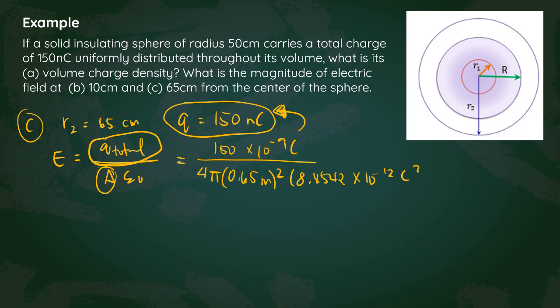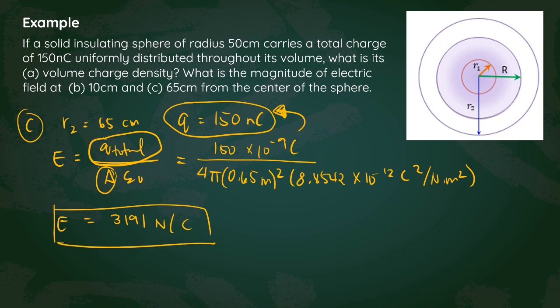So this is the value. We have coulomb squared per newton meter squared. And when you input that in your calculator, your electric field will be 3,191 newtons per coulomb. So the electric field at 65 centimeters is 3,191 newtons per coulomb. Now, as I mentioned earlier, for this case, it's an insulating sphere.